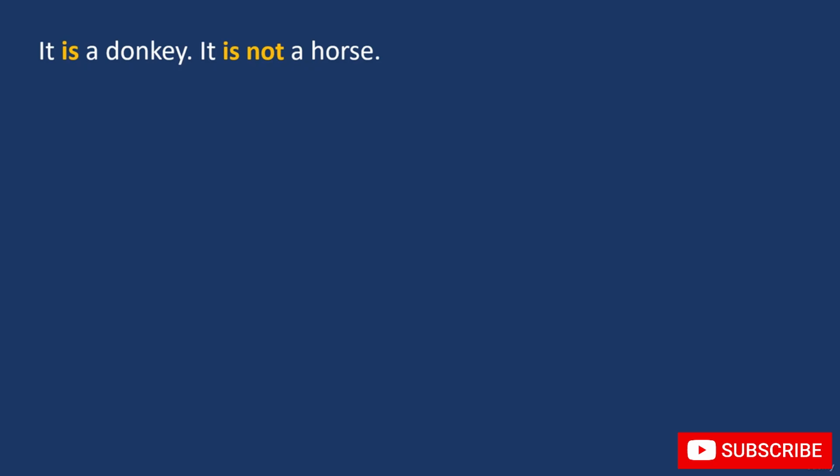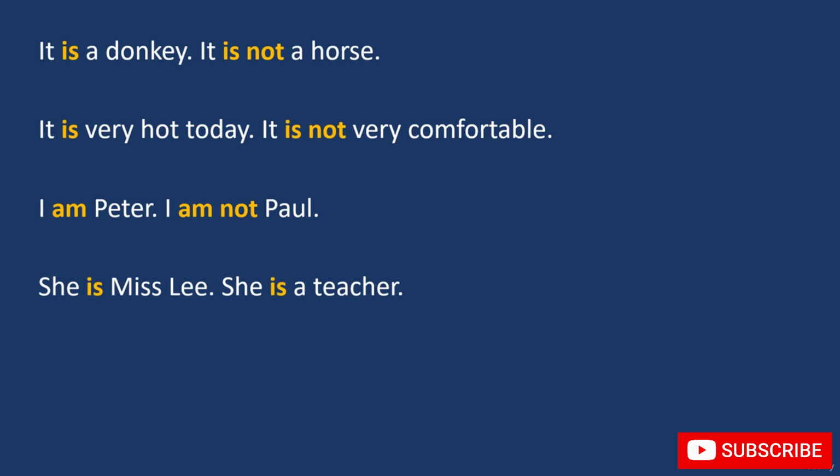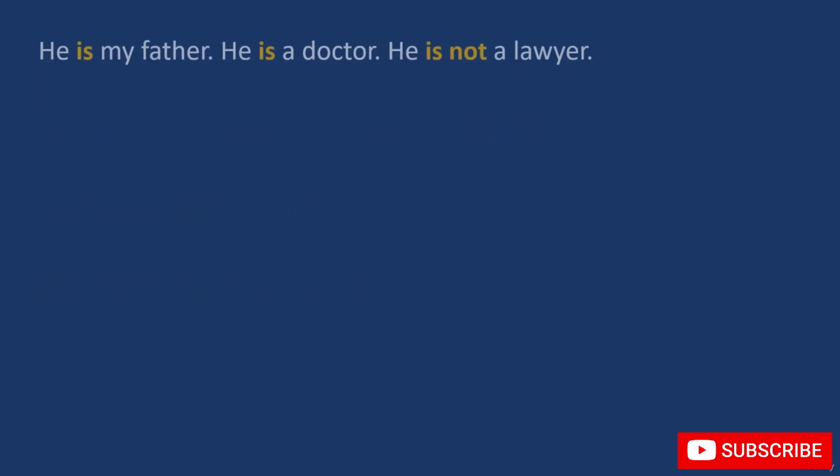Let's have some examples. When I say that it is a donkey, it is not a horse. It's very hot today. It is not very comfortable. I am Peter. I am not Paul. She is Miss Lee. She's a teacher. He is my father. He is a doctor. He is not a lawyer.